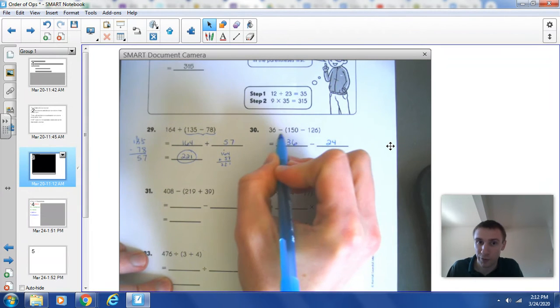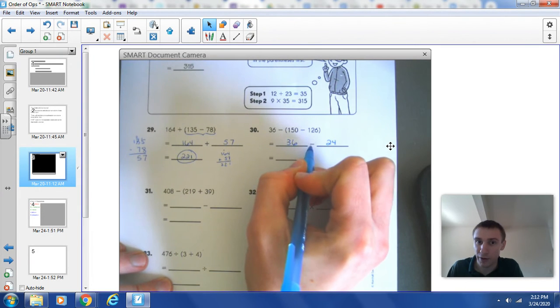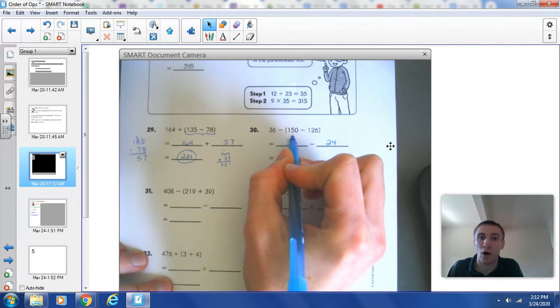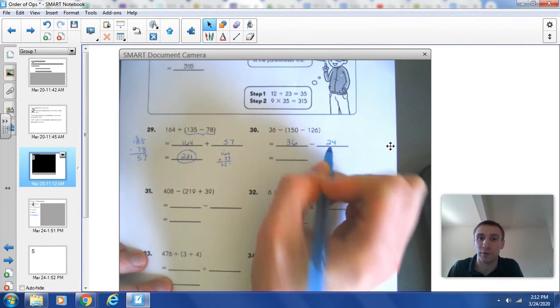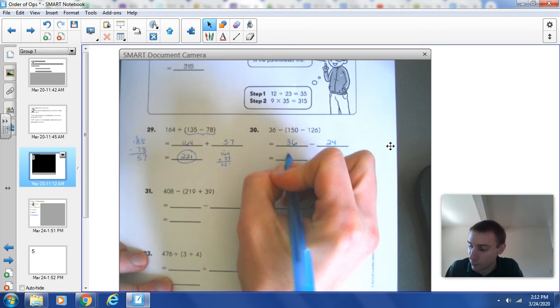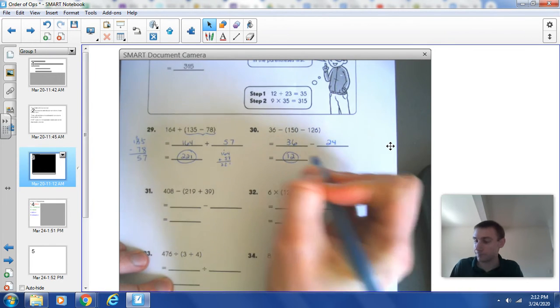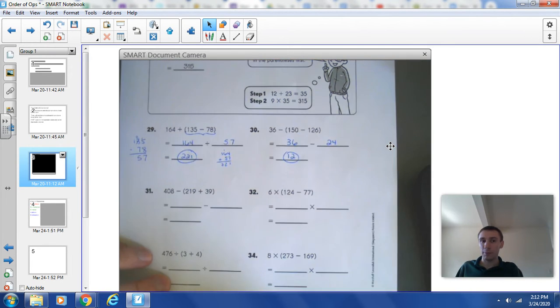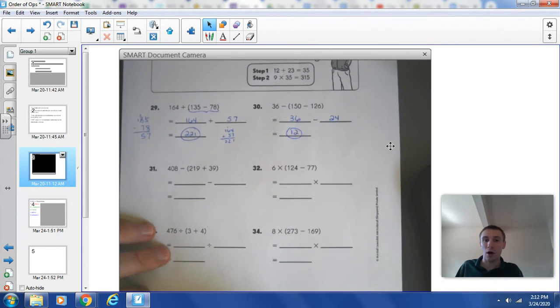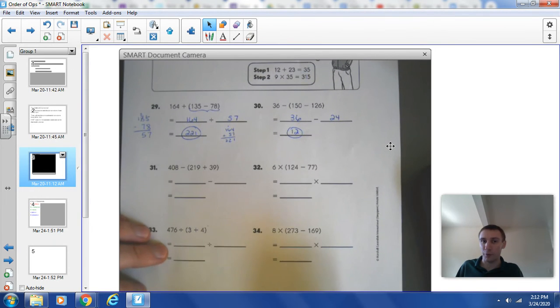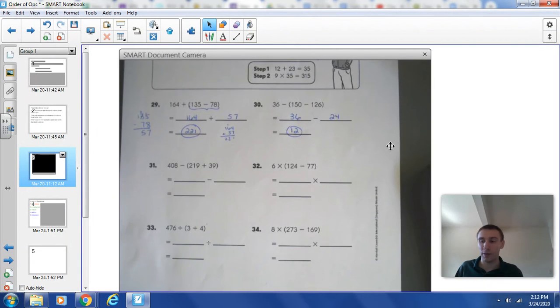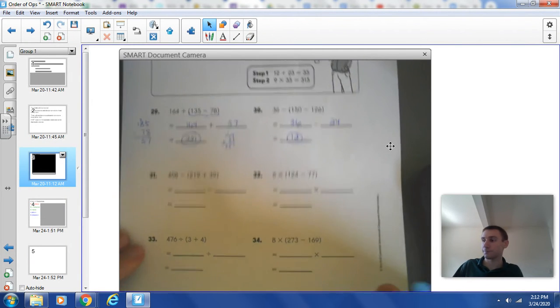Because the 36 stays the same, the minus sign stays in the same spot, I just solve 150 minus 26, and that gives me 24. And I'll be left over with 12. The remaining problems on this page are going to follow the exact same format. Just remember, always solve for what's inside your parentheses first.